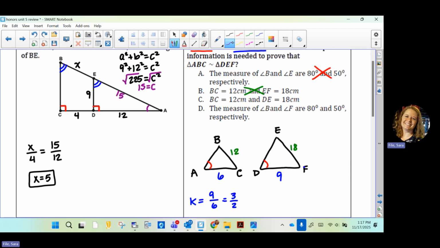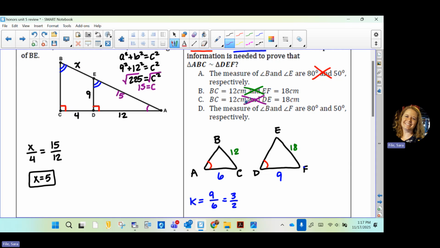And then the other option, C, says, what if we said BC was 12 and DE was 18? Well, those don't even correspond to each other, do they? BC and DE. So that's not going to work. They don't correspond. That's not helpful at all.